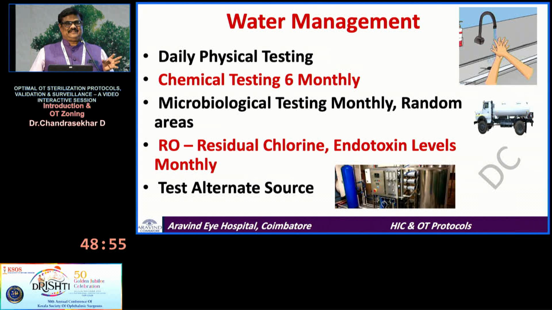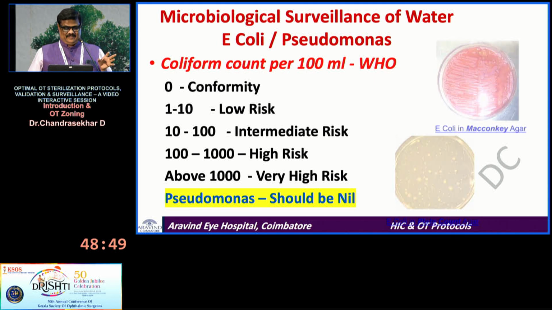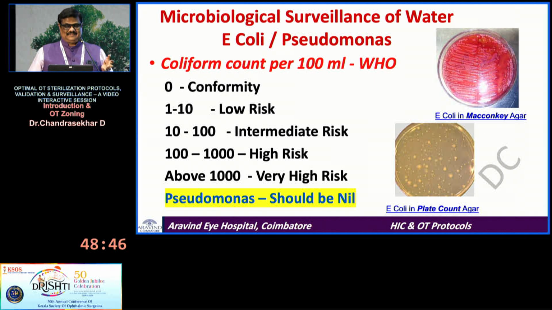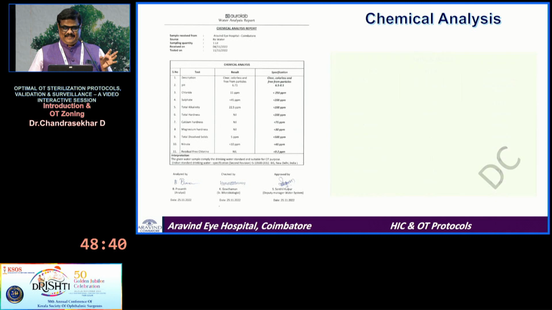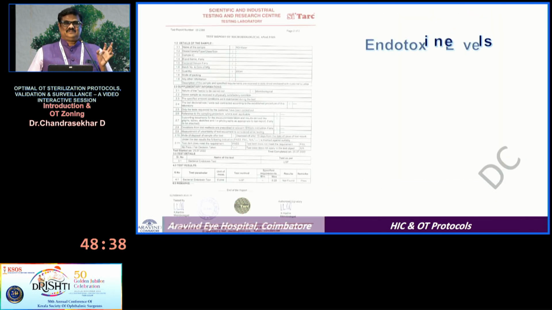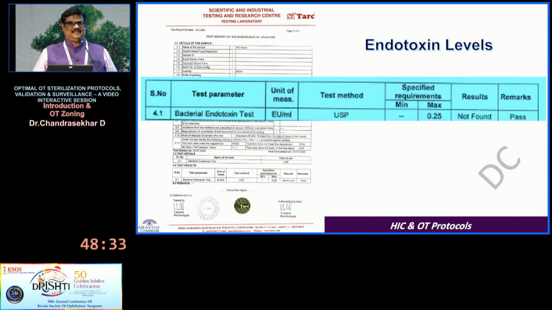So this endotoxin level is something which is important. You have to give it out and test it. Microbiological surveillance will also include E. coli. You cannot get 0, but you have a low risk water. Now these are the reports we collect periodically, and the chemical analysis we get to make sure that the water is good. The endotoxin level should be within acceptable limits.